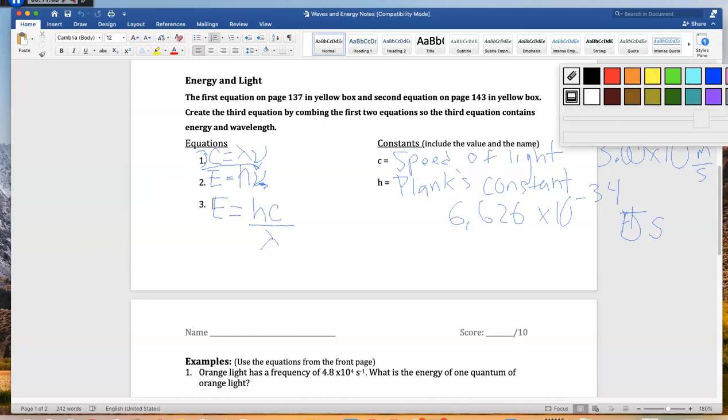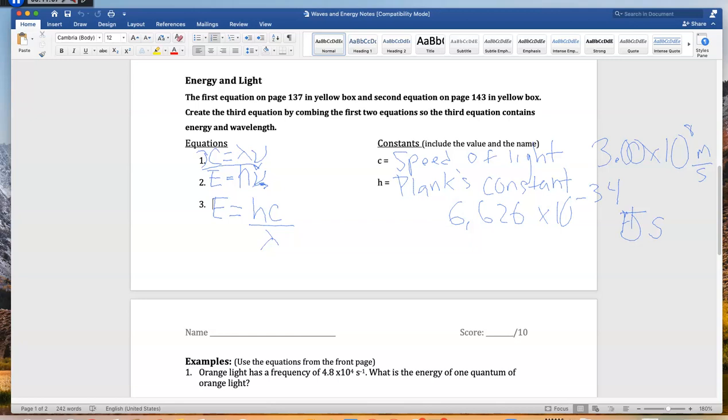So this is what I would like to do. Over on the side, for each equation, there are two variables that are being related. So for instance, in number 1, this equation relates lambda and nu, wavelength and frequency. What two variables are related in number 2? Energy and frequency. All right, now somebody else, for number 3, what are the two variables? Wavelength and energy. Because H and C are constants, so they're not variables. We know them. So these are the two that are related.